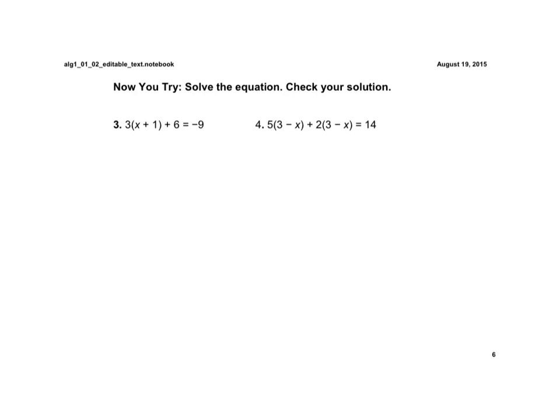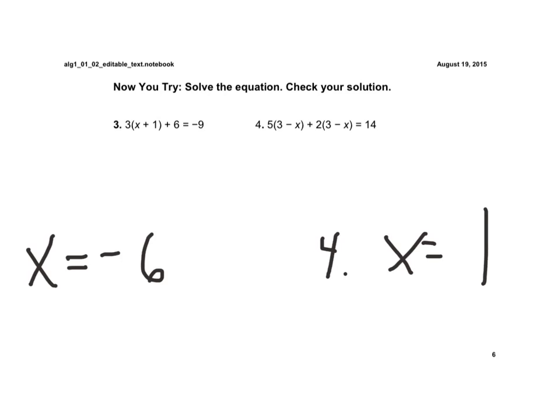Alright, the answer to number 3 should have been x is equal to a negative 6. And the answer to number 4 should have been x is equal to a positive 1.